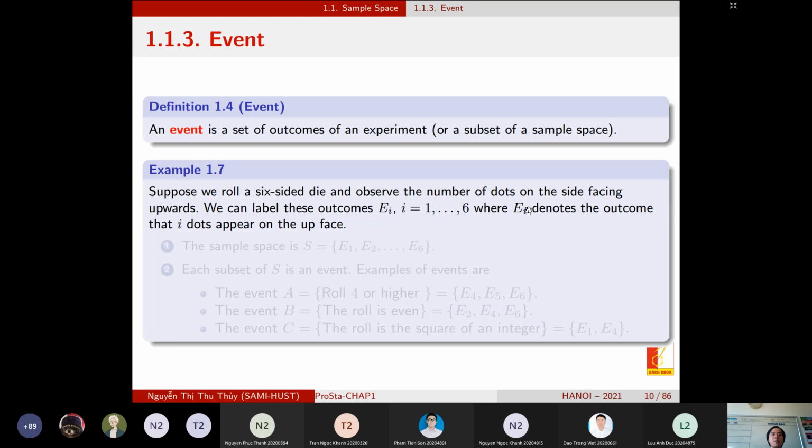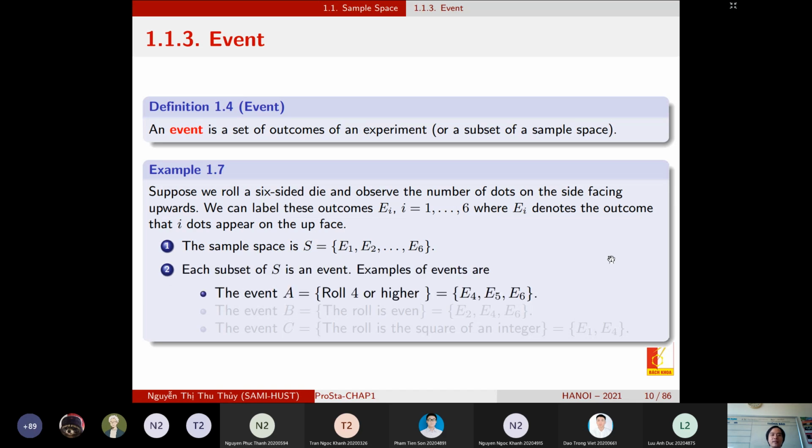For example, we roll a 6-sided die and observe the number of dots on the side facing up. Now we label the outcomes E1 to E6. E1, for example, denotes the outcome of 1 dot. The sample space is E1 to E6, and each subset of S is an event. Event A is that we roll 4 or higher dots, for example 4 or 5 or 6 dots. That is event A.